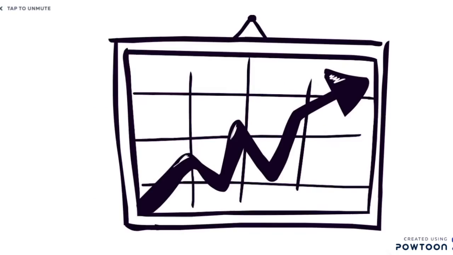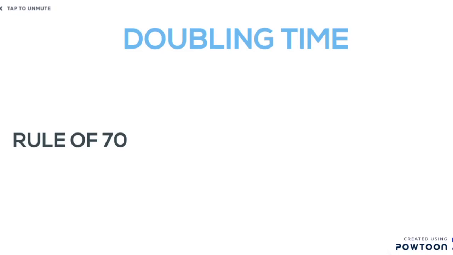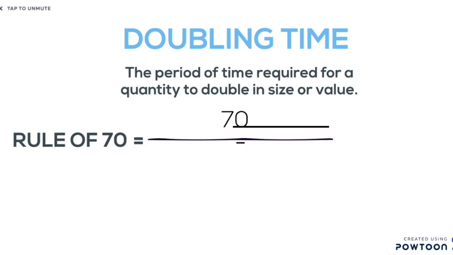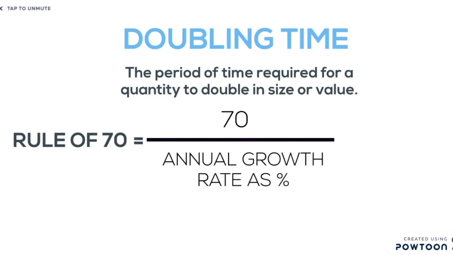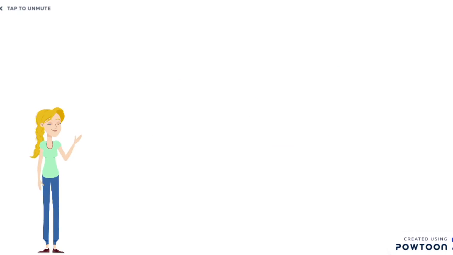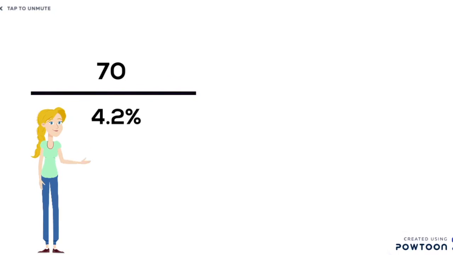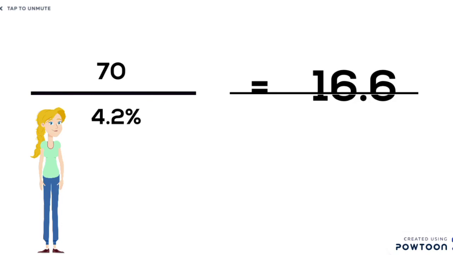Once you can find a country's annual economic growth rate, you can find that country's doubling time by using the rule of 70. The doubling time is the period that is required for a quantity to double in size or value. You simply find the doubling time by taking 70 and dividing it by the annual growth rate as a percent. For example, if a country's economic growth rate is 4.2%, then its doubling time will be 70 divided by 4.2%. This comes out to be 16.6. This means that in about 17 years, this country's economy will double.